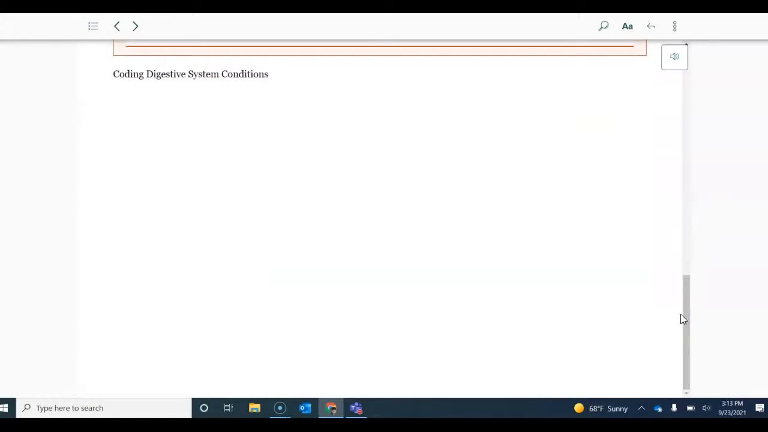Hopefully that's another straightforward chapter for you without any additional guidelines in the front of the I-10 book.